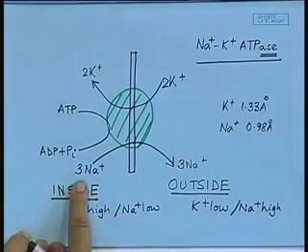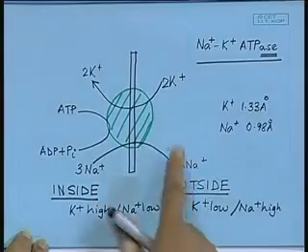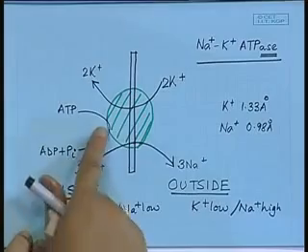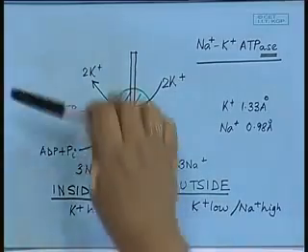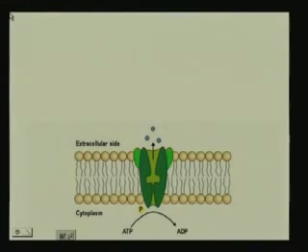Okay. So, 3 of these Na plus are brought from the inside to the outside and 2 of the K plus are taken from the outside to the inside, and then this is ready to take the sodium outside again, because you have to get it back to where it started from, just like an enzymatic reaction. So, let us see how this works.